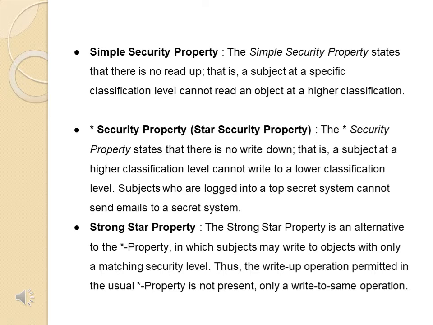The next one is the strong star property. It is an alternative to the star property in which a subject may write to an object only with a matching security level, meaning the same level. Thus, the write up operation permitted in the usual star property is not present; only write to the same level is allowed.